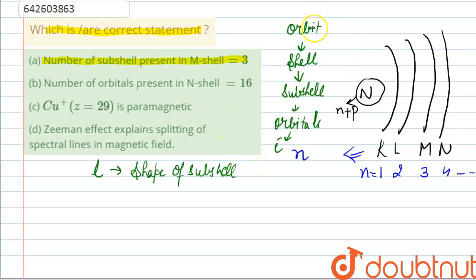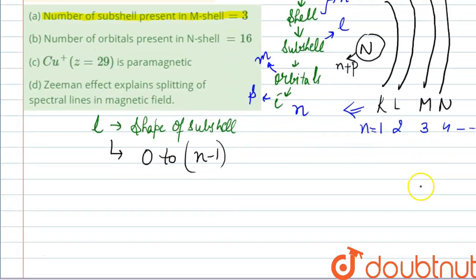The value of the orbit or shell is given by n, that is the principal quantum number, and the subshell is given by l, that is the azimuthal quantum number. The orbital is given by m, that is the magnetic quantum number, and the spin of the electron is given by s, that is the spin quantum number. Now we are discussing the azimuthal quantum number. It tells us about the shape of the subshell. The value of l lies from 0 to n minus 1. It is 0 in case of s subshell, 1 in case of p subshell, 2 in case of d subshell, and 3 in case of f subshell.